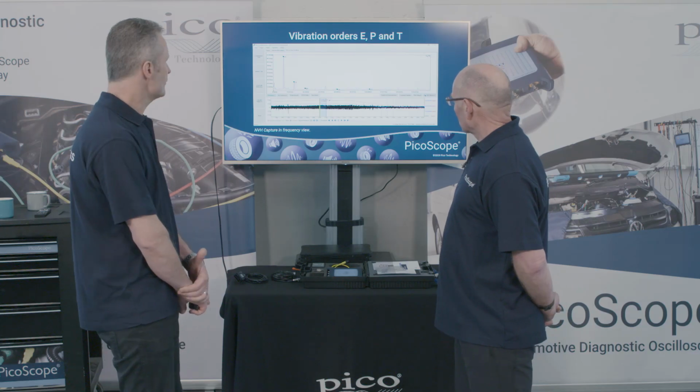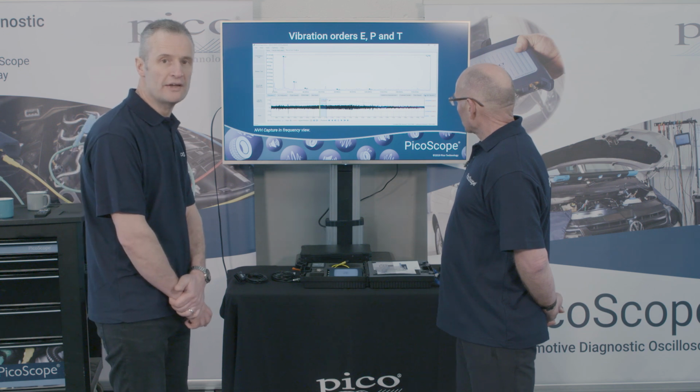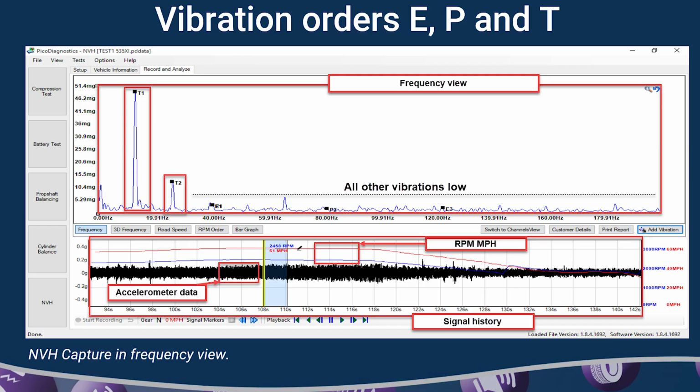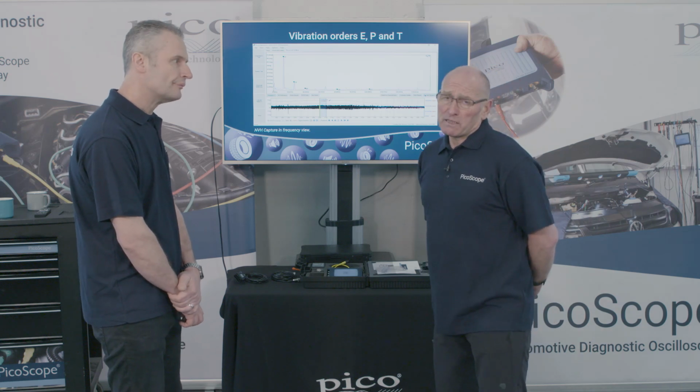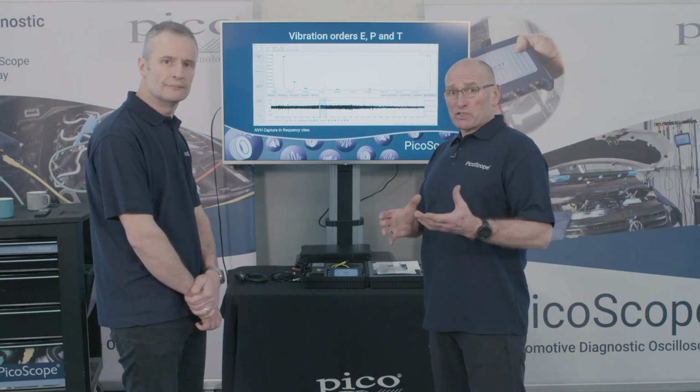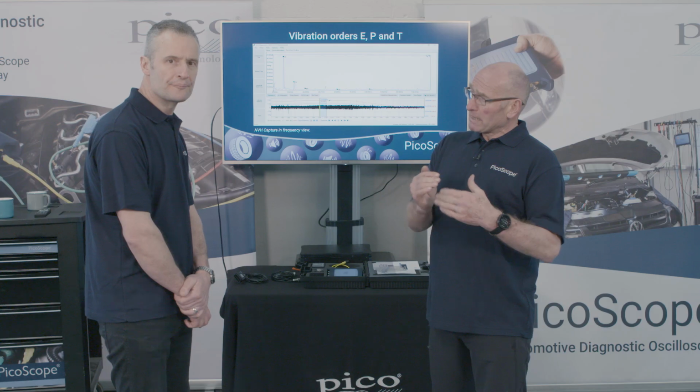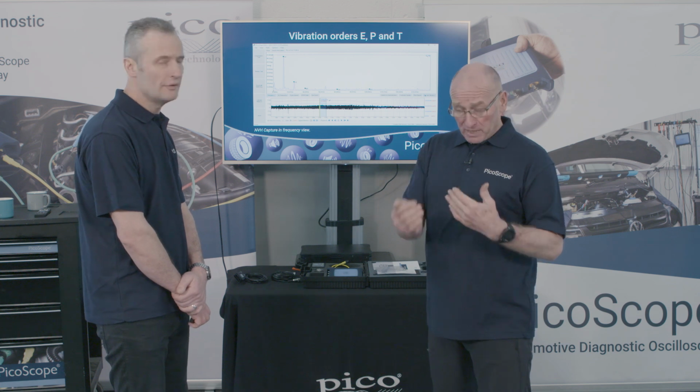So the event in the signal history along the bottom is all live, is instantaneous, but the data in the frequency view is processed. So we process the captured data into the frequency domain. So just to look at that from a layman's point of view, we have a large T1, a large out-of-balance event, one per rotation. We have a smaller event T2 that may not be an issue. Correct. That may be within specification.